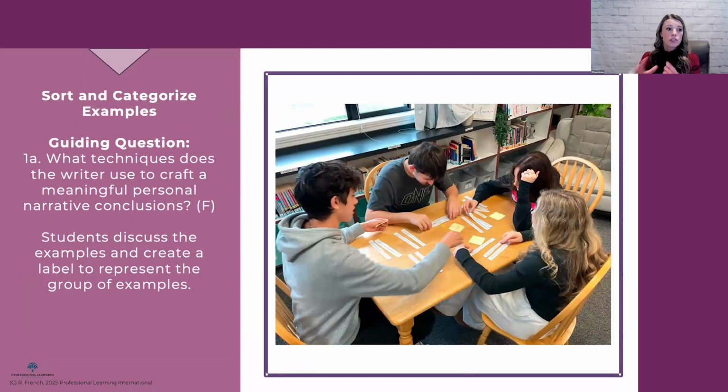So I had students sort and categorize those examples. What techniques does the writer use to craft a meaningful personal narrative conclusion? They discussed the examples, sorted them, and created a label for each group. At this point, I didn't tell students what to look for. I just let them read and talk and explore the examples, and they debated back and forth. They started to notice patterns and commonalities. I wasn't worried about the perfect label quite yet. I wanted them just to talk and engage with the examples.